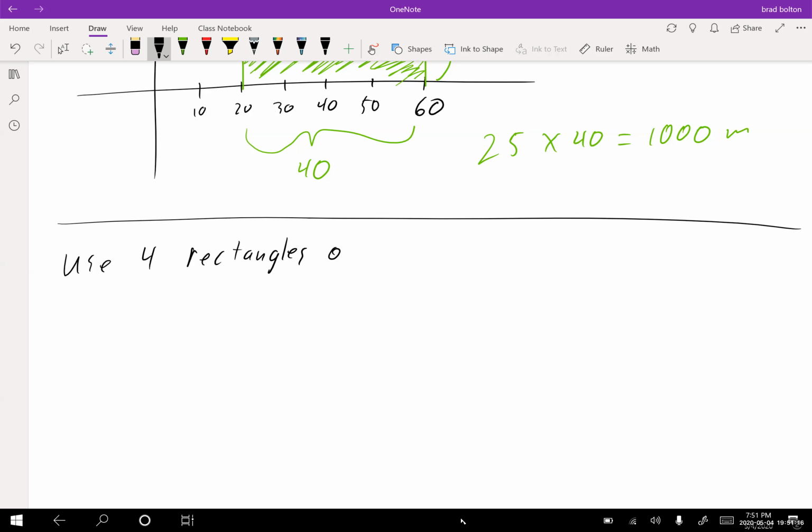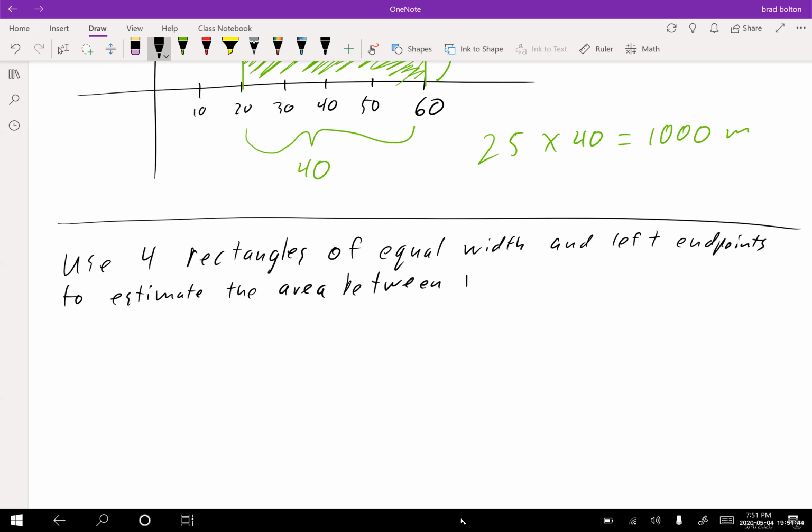Use 4 rectangles of equal width and left endpoints, and you guys will see what I mean in a second, to estimate the area between the curve of, the curve f of x equals negative x squared plus 5 and the x-axis on the interval from 0 to 2.